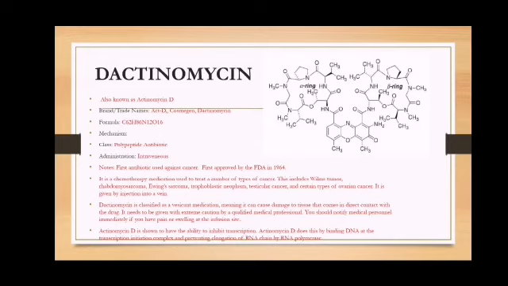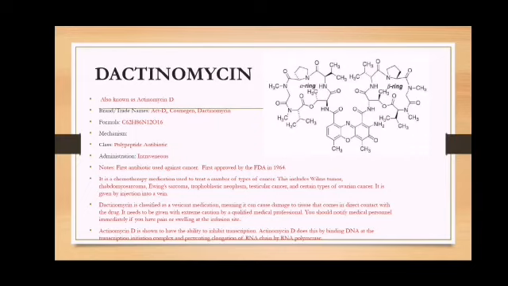The next drug is actinomycin D, famously known as dactinomycin, known by the brand name Cosmegen, or we can say actinomycin, or Act-D. Formula is C62H86N12O16. It belongs to the class of polypeptide antibiotics. Administration is intravenous. It is the first drug which was approved by the FDA in 1964 for the treatment of cancer. It is a chemotherapy medication used to treat a number of types of cancers.